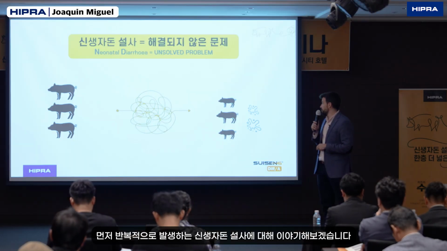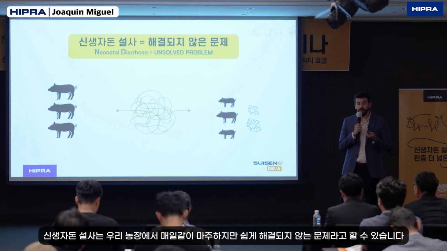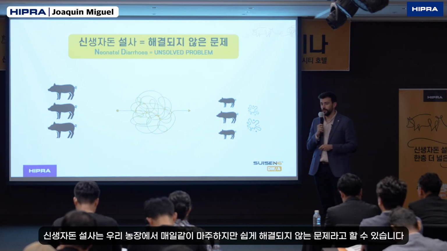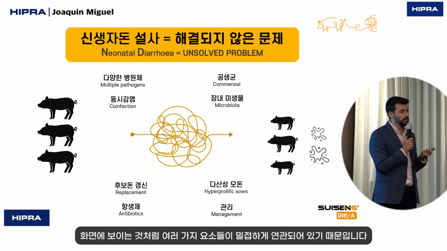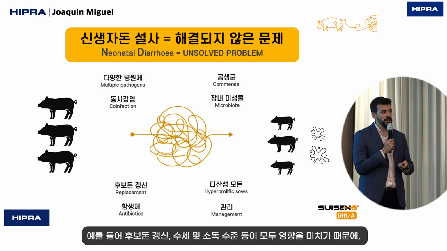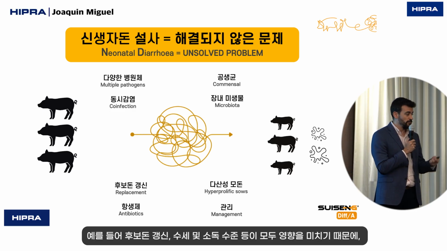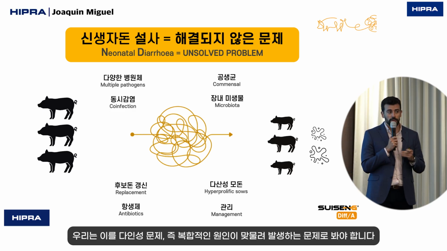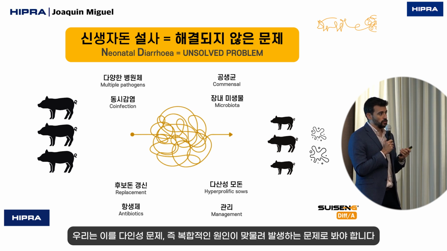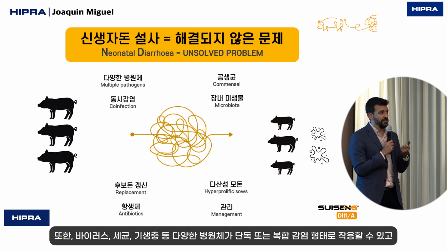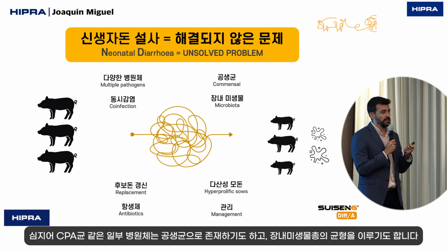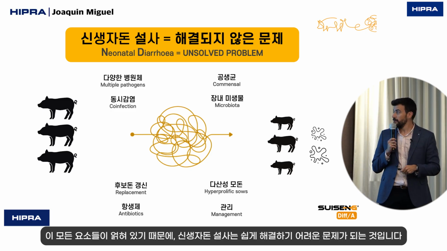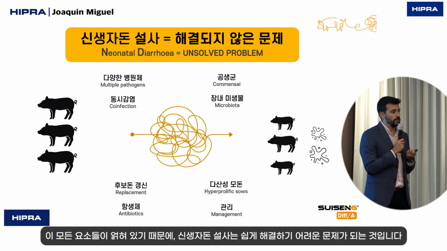First, let's talk about why it's a recurrent problem. We know that neonatal diarrhea is an unsolved problem that we frequently find in our farms, and it is because of two main reasons. One is a problem related to multiple management factors like hyperprolificity, replacement, cleaning and disinfection. And then it has a multifactorial cause. We have viruses, bacteria, parasites, pathogens that affect in co-infections, pathogens that are commensal, and also the role of the microbiota. So everything makes it a problem with a difficult solution.